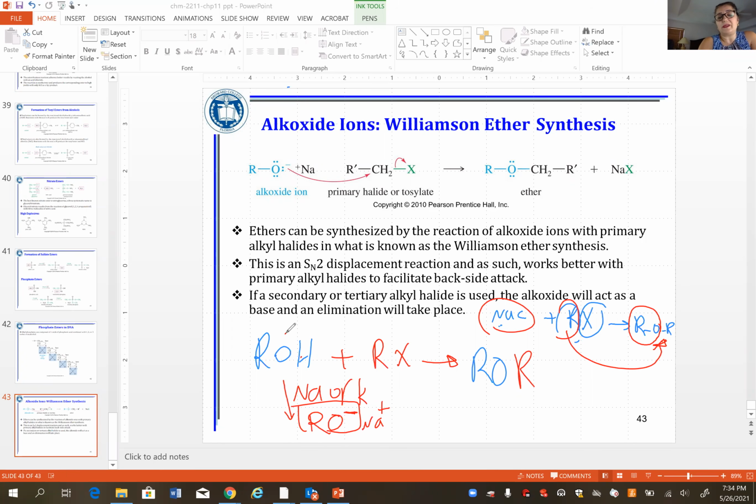When the RO minus comes in, instead of the ROH, this can attack, the leaving group would leave, and you get your ether. So this reaction is called Williamson synthesis of ether. What are the steps? You start with the alcohol, change the alcohol to alkoxide. How to change it? You add either sodium or potassium as a strong base. Then you make it react with the alkyl halide. Then you get your ether. The reaction is called Williamson synthesis of ethers.